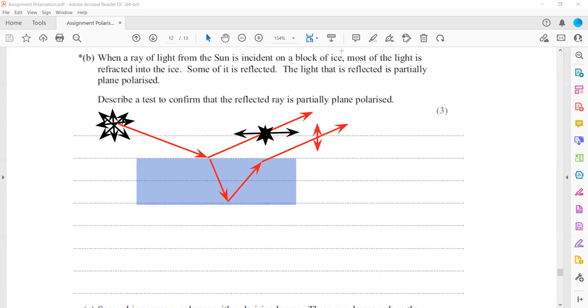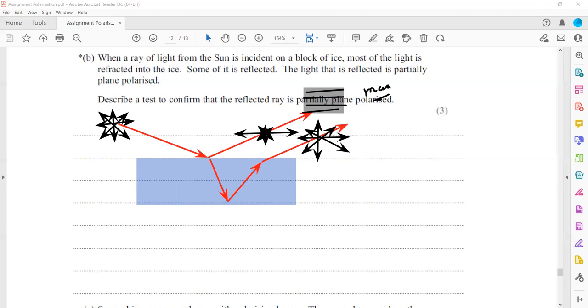So how can we confirm that the light is polarized? We don't have to bother about the refracted one. For the reflected one, we have to show that it is polarized light. So how can we test this? We can use a polarizing filter, and we rotate this polarizing filter until we receive minimum and maximum. The intensity will change. When we place a polarizing filter parallel to the plane of the polarized light, we'll receive the maximum light, or most of the light will pass through.